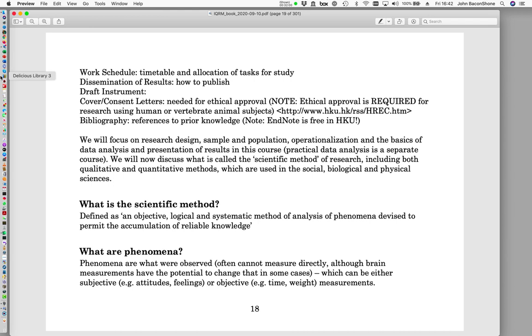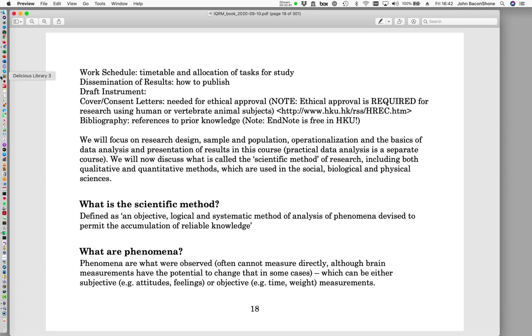So, if we're going to use the scientific method, then we need to talk about what the scientific method is. If we look up the scientific method in the dictionary, it is defined as an objective, logical, and systematic method of analysis of phenomena devised to permit the accumulation of reliable knowledge. So let's look at the last part first. Clearly we want a method which permits the accumulation of reliable knowledge, right? We don't want to accumulate unreliable knowledge. So then we have to look at the other part.